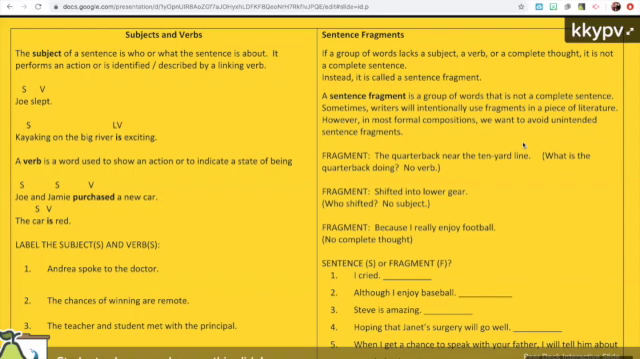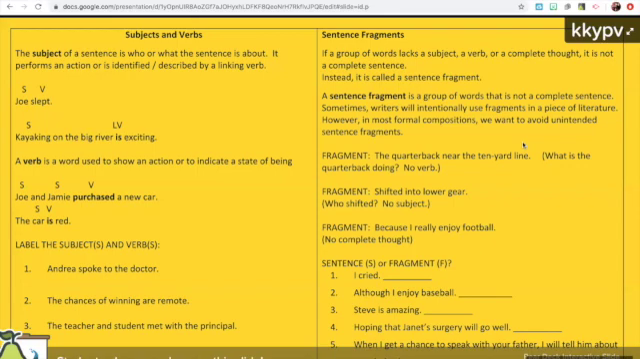All right, sentence fragments. If a group of words lacks a subject, a verb, or a complete thought, it cannot be a complete sentence. If it doesn't have all three of those things, it can't be a complete sentence. Instead, it's called a sentence fragment. A sentence fragment is a group of words that is not a complete sentence. Sometimes writers will intentionally use fragments in a piece of literature. However, in most formal compositions, we want to avoid unintended sentence fragments. Sometimes they can be used to grab your attention or make a statement, but usually you don't want to use those, okay? It makes you sound like you don't know what you're doing.